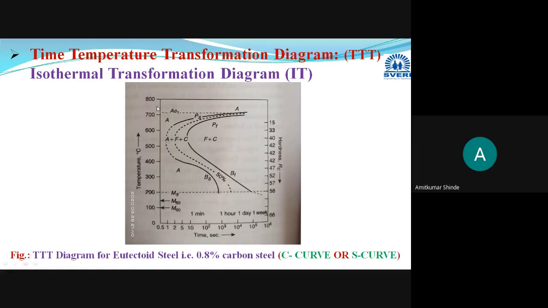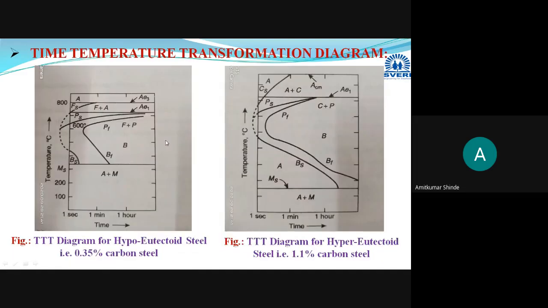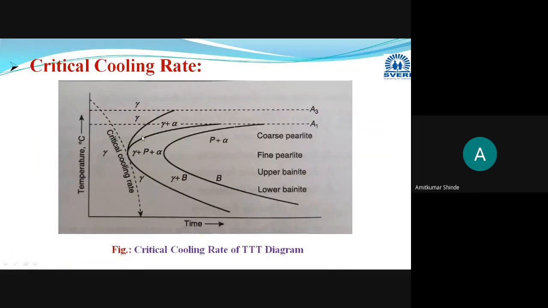Whenever a cooling rate just touches this nose, that cooling rate will be termed as the critical cooling rate. Or in other words, you can say that the critical cooling rate is the rate which just bypasses the nose. This is the nose of this C curve, S curve or TTT curve. It just bypasses that. That's why it is termed as the critical cooling rate.